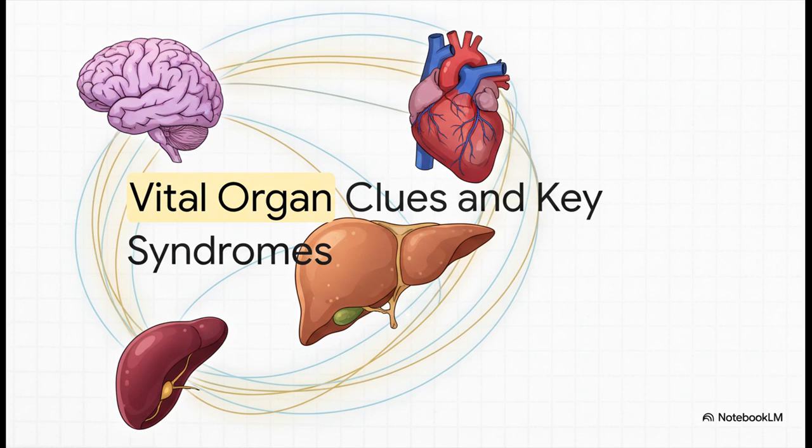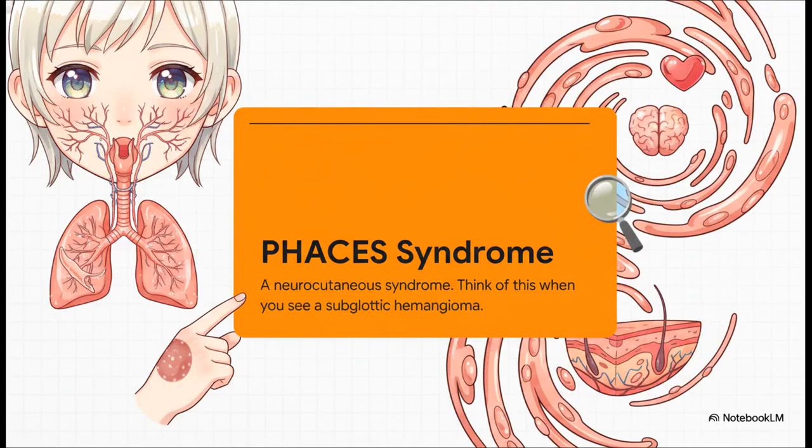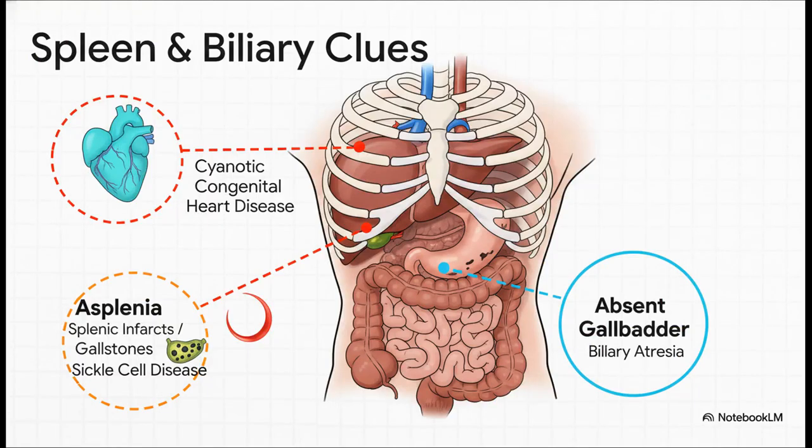Let's finish up with some vital organ clues. This is where it all comes together with key syndromes. Here's a great example of a bigger picture diagnosis. You see a subglottic hemangioma? You gotta think Fay's syndrome. The spleen and biliary system give us powerful clues about what's going on systemically.